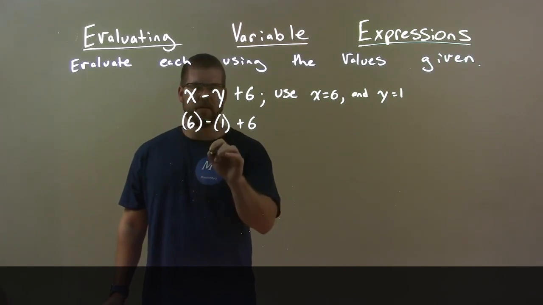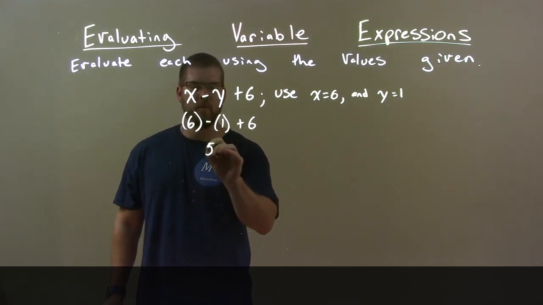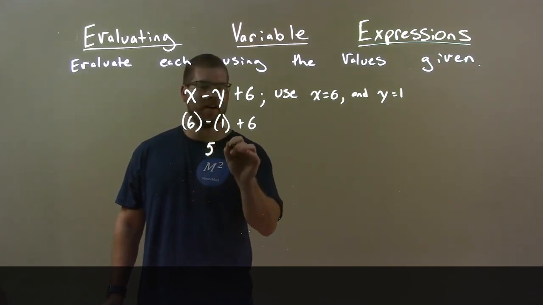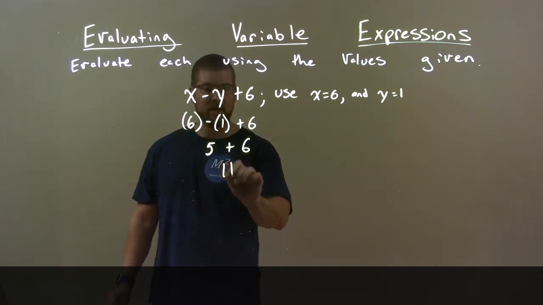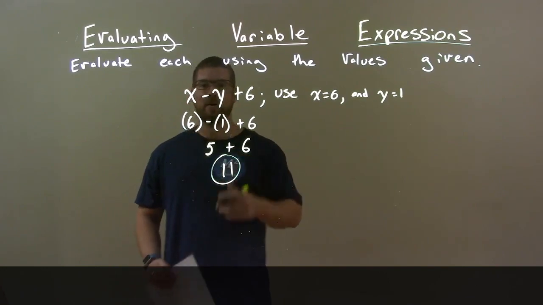Now we just simplify. 6 minus 1 is a 5. That's a weird looking 5, but it's there. And then bring down the 6. 5 plus 6 is 11. So our final answer here is just 11.